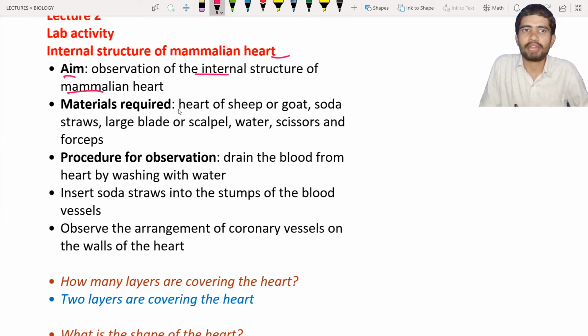We have used the words mammalian heart. What is a mammalian heart? It is the heart present in mammals. Who are the mammals? We human beings are mammals, as are goats, sheep, etc. We all have mammary glands, so if we have mammary glands, we come under the mammals.